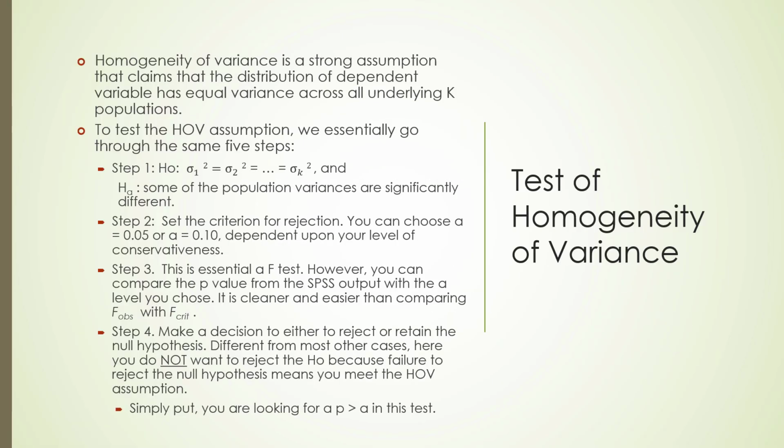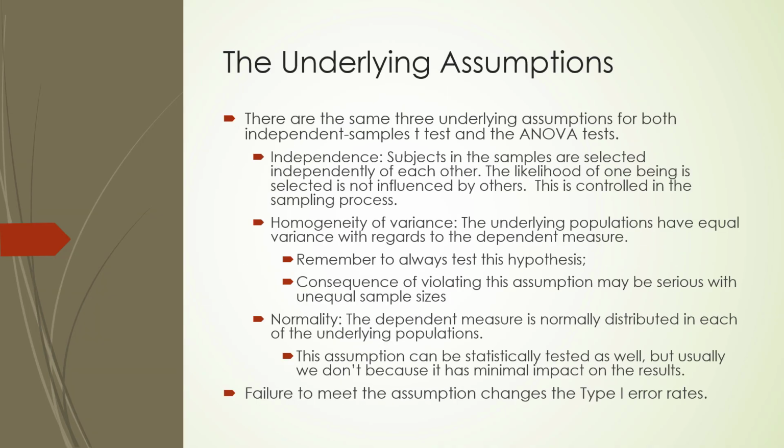This assumption is tested in SPSS when running ANOVA. Violations can be serious, especially with unequal sample sizes. The third is normality, which means the dependent variable is normally distributed in each population. Minor violations are generally not problematic, particularly with larger samples.